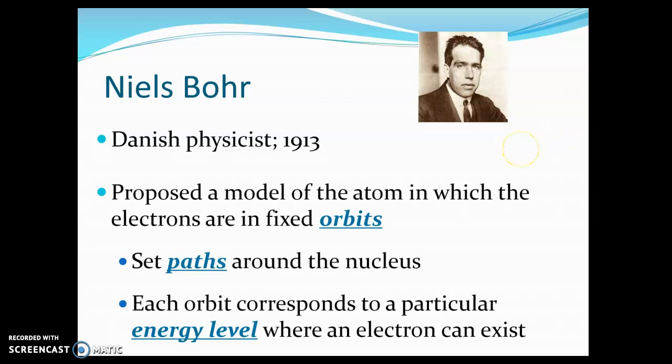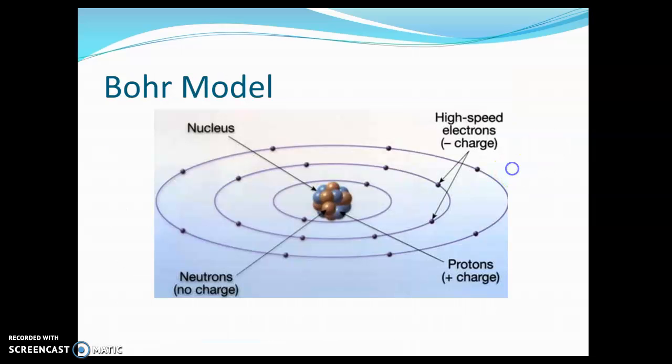Next, we have Niels Bohr. He's a Danish physicist from 1913. He proposed a model of the atom in which electrons are in fixed orbits, set paths around the nucleus. Each orbit corresponds to a particular energy level where an electron can exist. So here's a picture of what his model looks like, and we will do a little project and make our Bohr model of some of the elements.